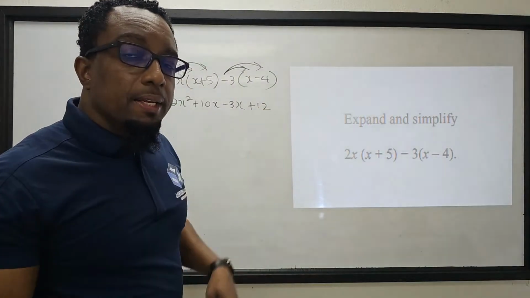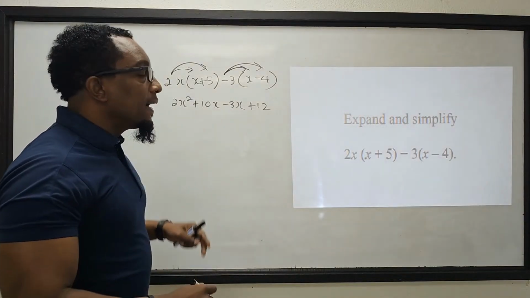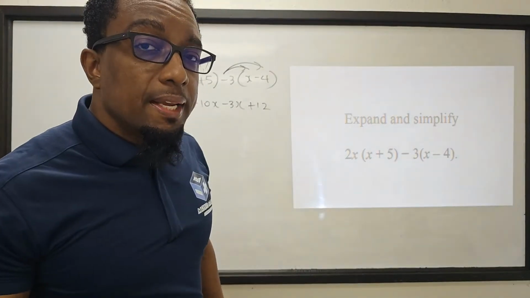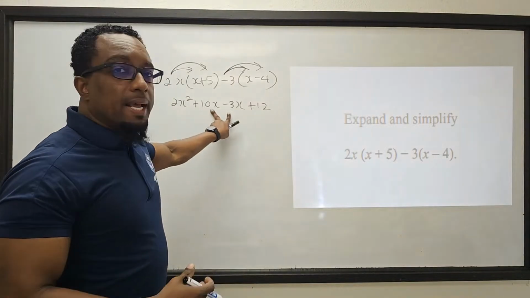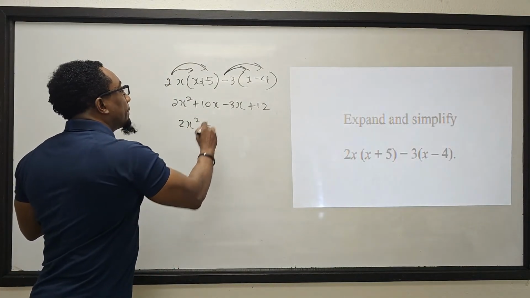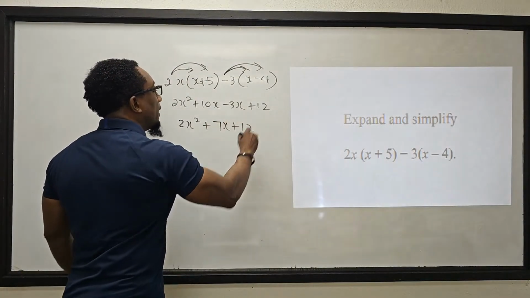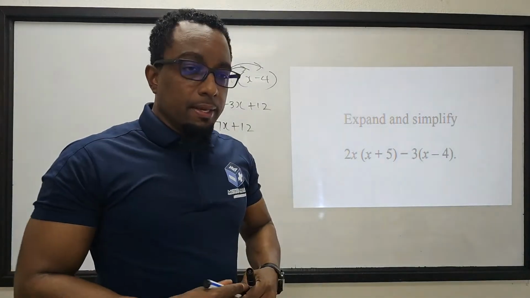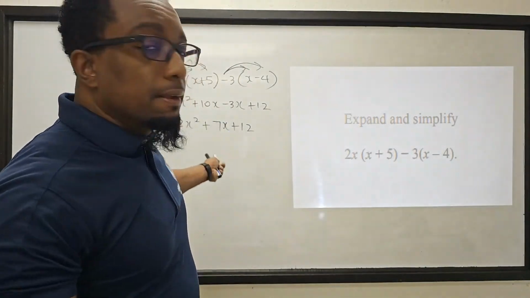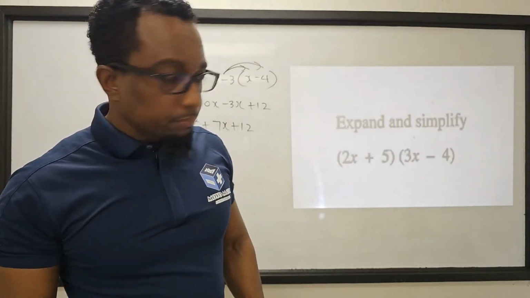So we have expanded. What we want to do now is to simplify. We simplify by ensuring our like terms are grouped. We already have our like terms grouped, so we can simplify. This will be 2x squared plus, we know 10x subtract 3x will be 7x, plus 12. And that will be the result for the first. We can't do anything further here because all three terms are not like terms.